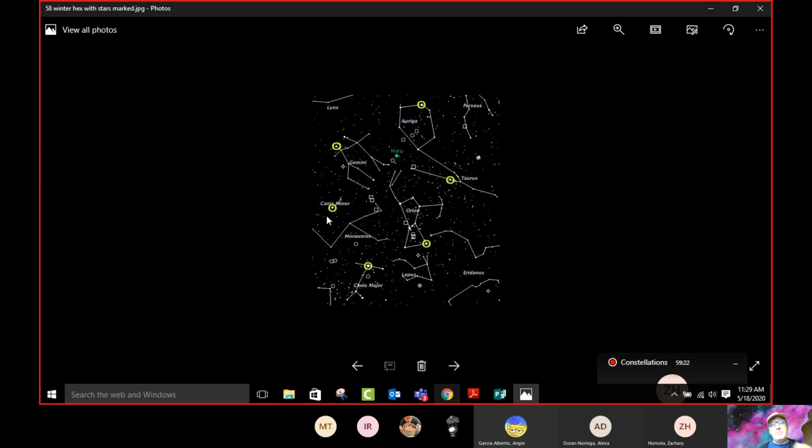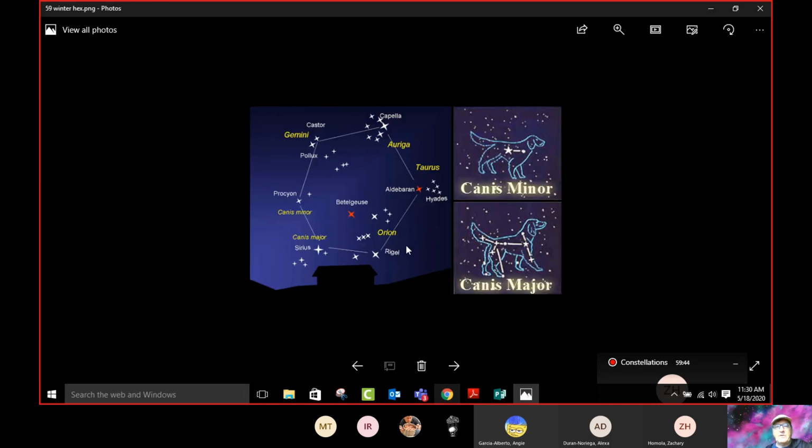Down here we briefly mentioned the little dog, Canis Minor. The star is called Procyon. And down here, the brightest star in the sky, Sirius, part of the big dog, Canis Major. So draw the 6 stars in a hexagon and just label the constellations that they're part of. Here's another view.